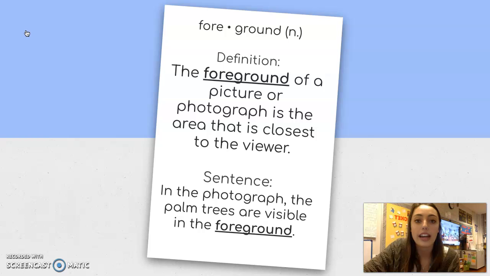I would like y'all to take the time to make vocabulary flashcards so that we can study them and prepare for our vocabulary quiz that we have coming up.